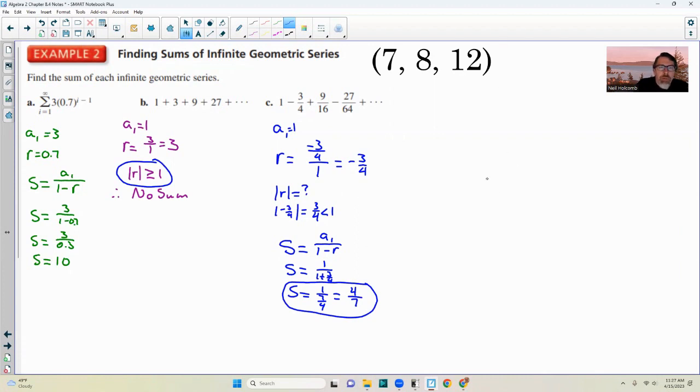Okay, so now you should be able to do problem number 7, 8, and 12 in your exercises. Just keep in mind, if the absolute value of r is greater than or equal to 1, you don't have a sum.